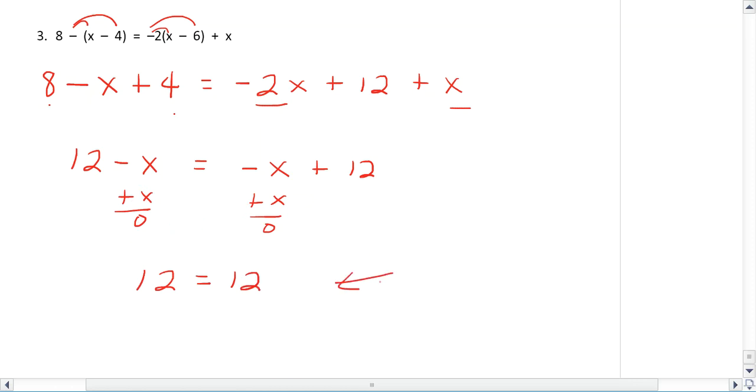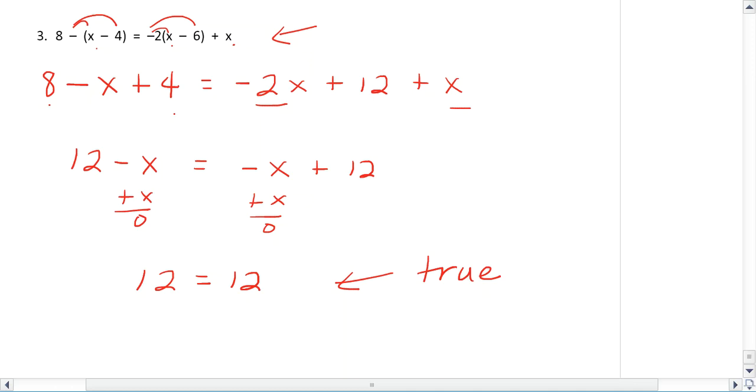Now this is very different from the past example we just did. This is a true sentence in math. 12 does equal 12. And when this happens, what that tells you is that this original equation is an identity, meaning any number that you put in for x, it would be true. Try it if you don't believe me. Put in any number you want for x and it'll work. You will get a true statement.